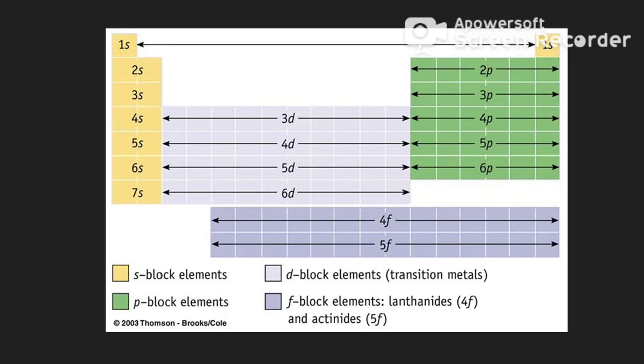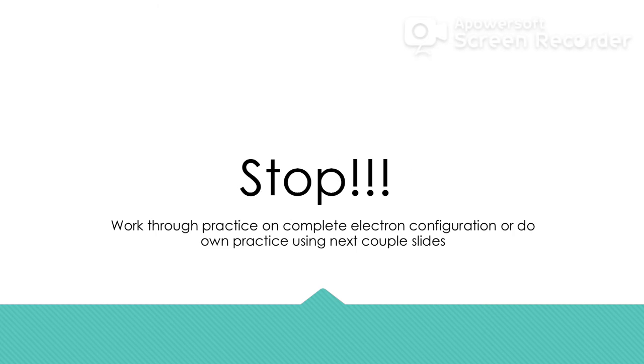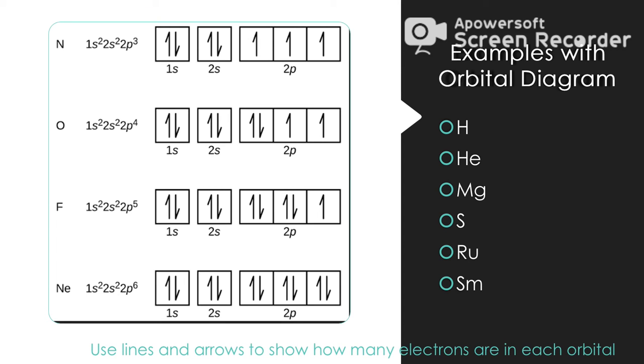Here's a quick look at that again. At this point, go ahead and stop. Fill out your periodic table, drawing, copying one of mine, or looking at the video of how to fill it out, labeling your sublevels. And then when you finish that, make sure you work through the complete electron configuration or do your own practice using the next couple of slides that I will put up quickly. Then you can look at those to do some extra practice on your own. When you're doing those, make sure you follow the periodic table. You're reading it from left to right like a book. You can watch my video on complete electron configuration to make sure you're doing that correctly.